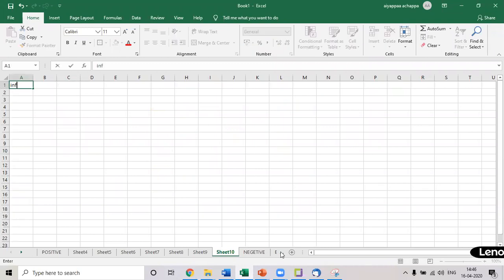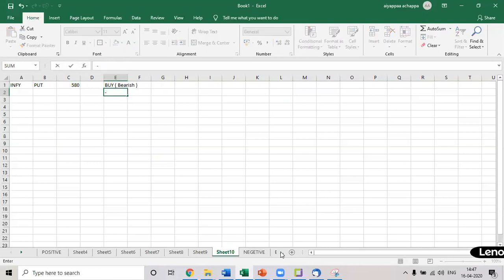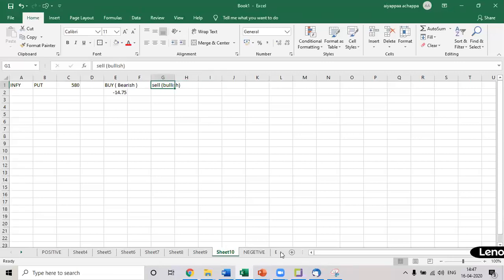Infy 580 put. Now it's your choice whether you want to buy it. If you want to buy this, you will have a bearish view. So you have to pay 14 rupees 75 paise. The one who is selling this, like selling a put, has a bullish view. He thinks that the price will remain above 580. So he will collect this 14 rupees 75 paise from you.